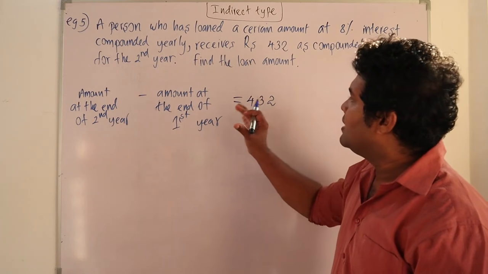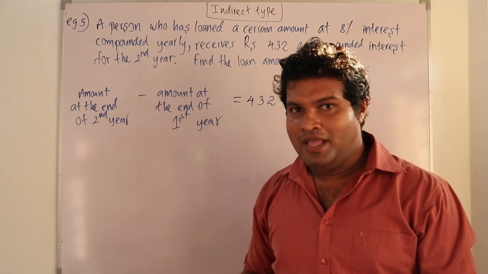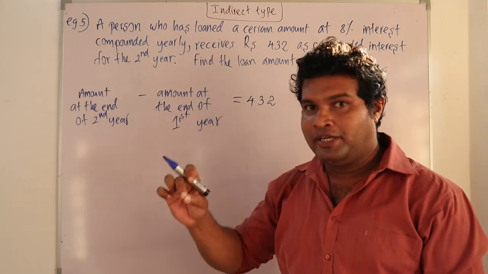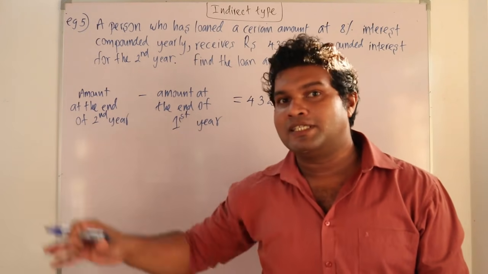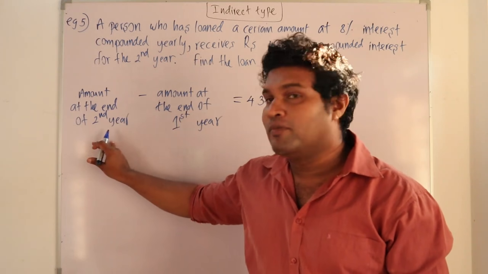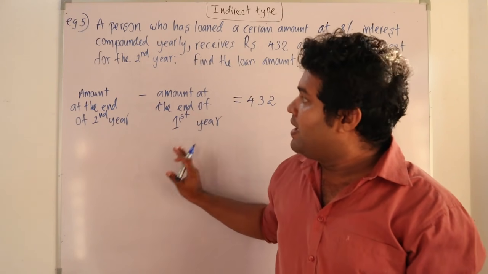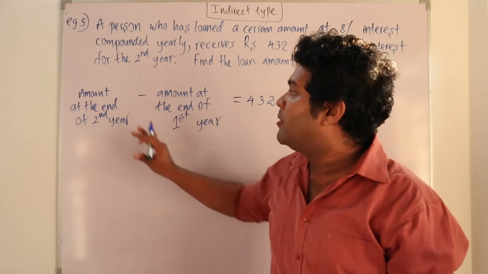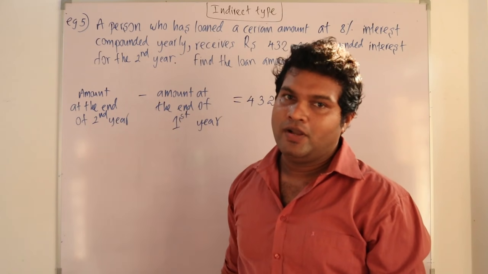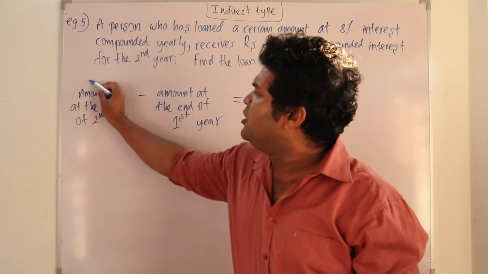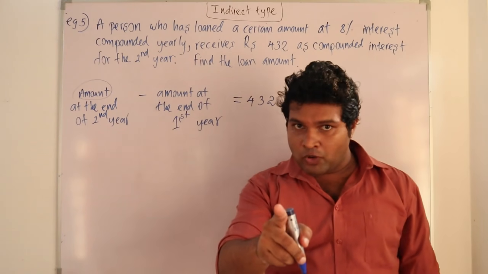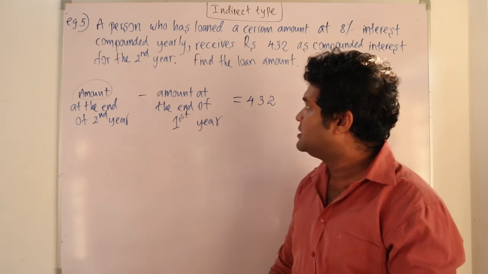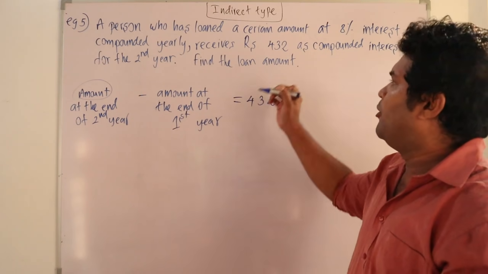How is the second year interest calculated? Second year interest is calculated according to the balance forward at the end of the first year. That is, the amount at the end of the first year should be subtracted from the amount at the end of the second year. Okay, right. How to find the amount? When you see the word amount, is it 8% or 108%? 108%. But they ask for the loan amount.